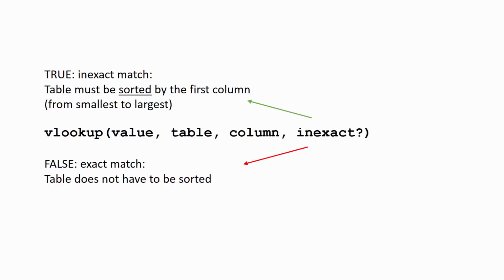If the last parameter, the fourth parameter, is false, then it uses the exact match and the table does not have to be sorted. So that's one last clarification on how to use VLOOKUP in Excel.